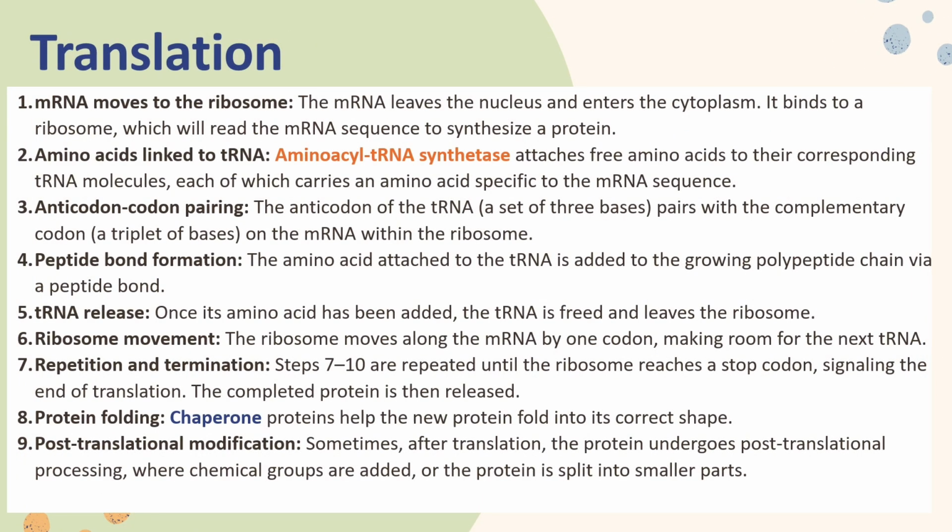Next is the translation. Translation occurs in the cytoplasm, so the messenger RNA binds to a ribosome where transfer RNAs deliver amino acids. These amino acids are joined into a growing polypeptide chain. It will follow the sequence dictated by the messenger RNA. There are a total of 9 steps involved. So messenger RNA moves to the ribosome and it follows to the last step, post-translational modification.